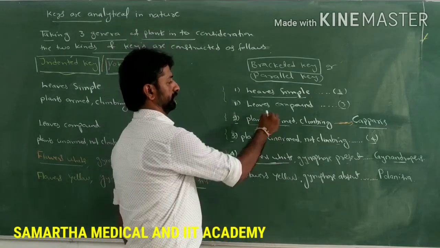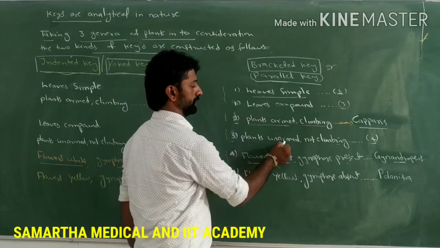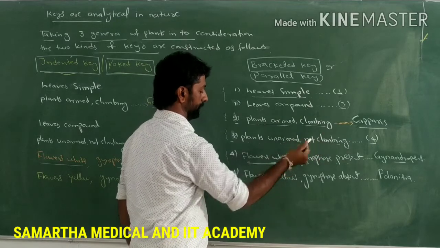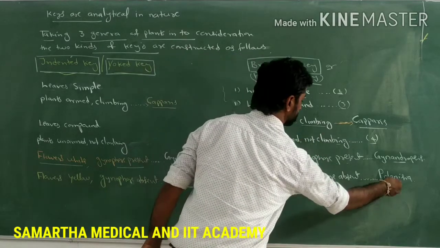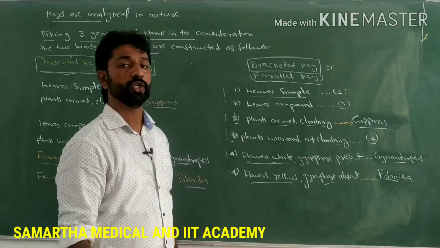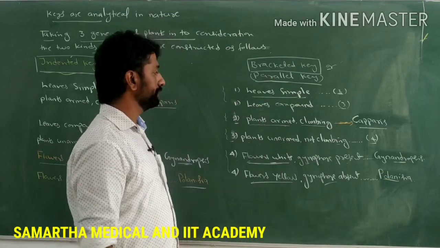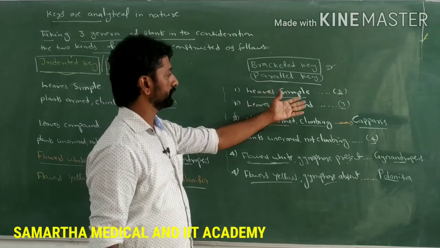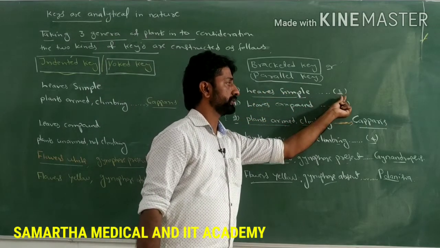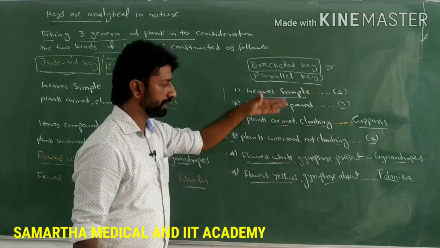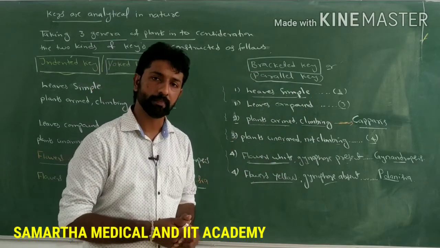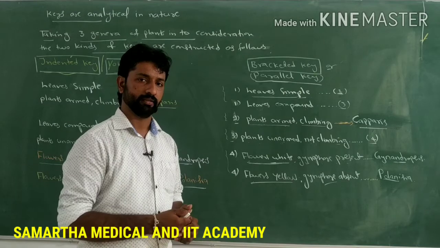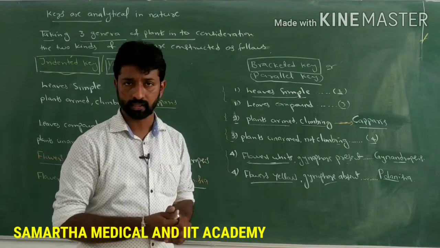If leaves are compound, plants unarmed, not climbing, but flowers are yellow with gynophore absent, then it directs us to a genus called Polynesia. So in this way, if the next options are mentioned in brackets, what it leads to, this type of keys are called bracketed keys or parallel keys. Have you got how to read the keys or how to use the keys?